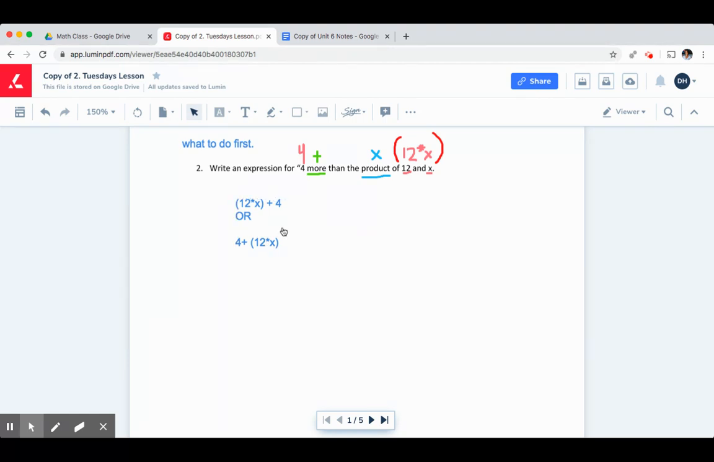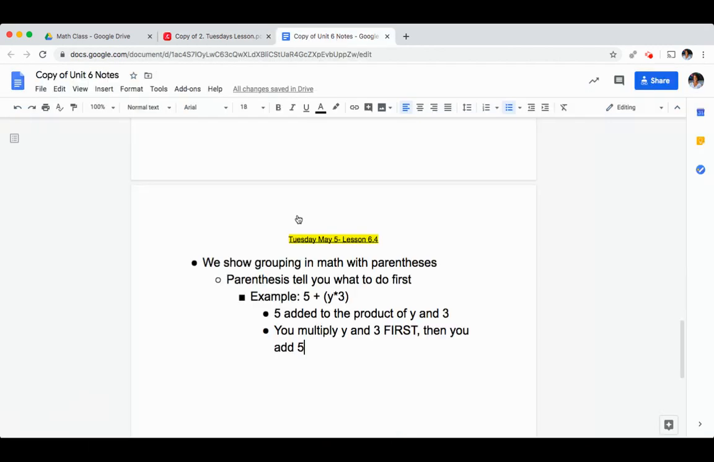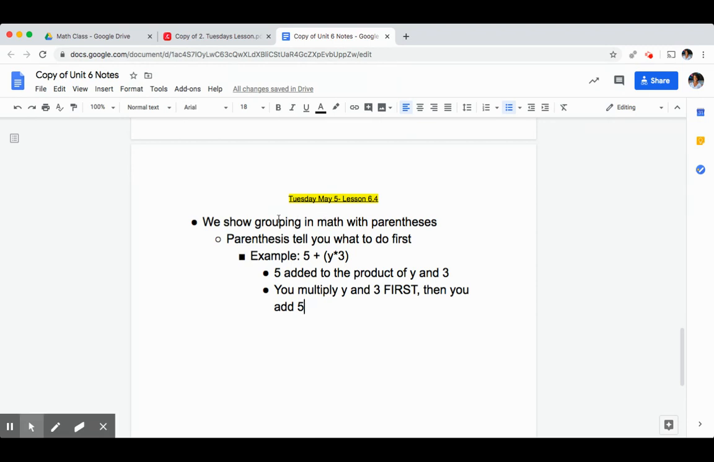Now we're going to take some notes based on what we just learned together in math class. So today in math class, we learned that we show grouping in math with parentheses. Parentheses tell you, as the reader, what to do first. For example, with this expression, a phrase that would match the expression is 5 added to the product of y and 3. Our parentheses tell us that first you multiply y and 3, and then you add 5.